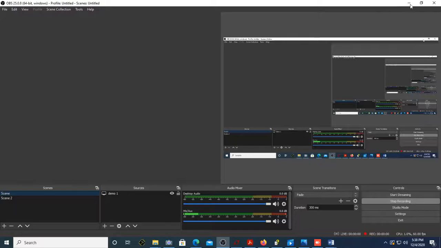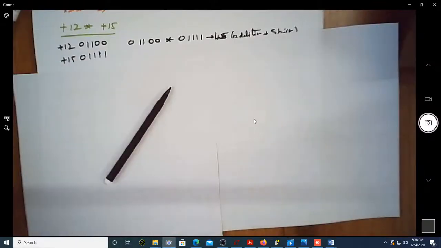Okay, in this video we shall continue the study of binary multiplication using Booth's algorithm. In the previous video we have seen how Booth's algorithm reduces the number of additions in a particular number multiplication.